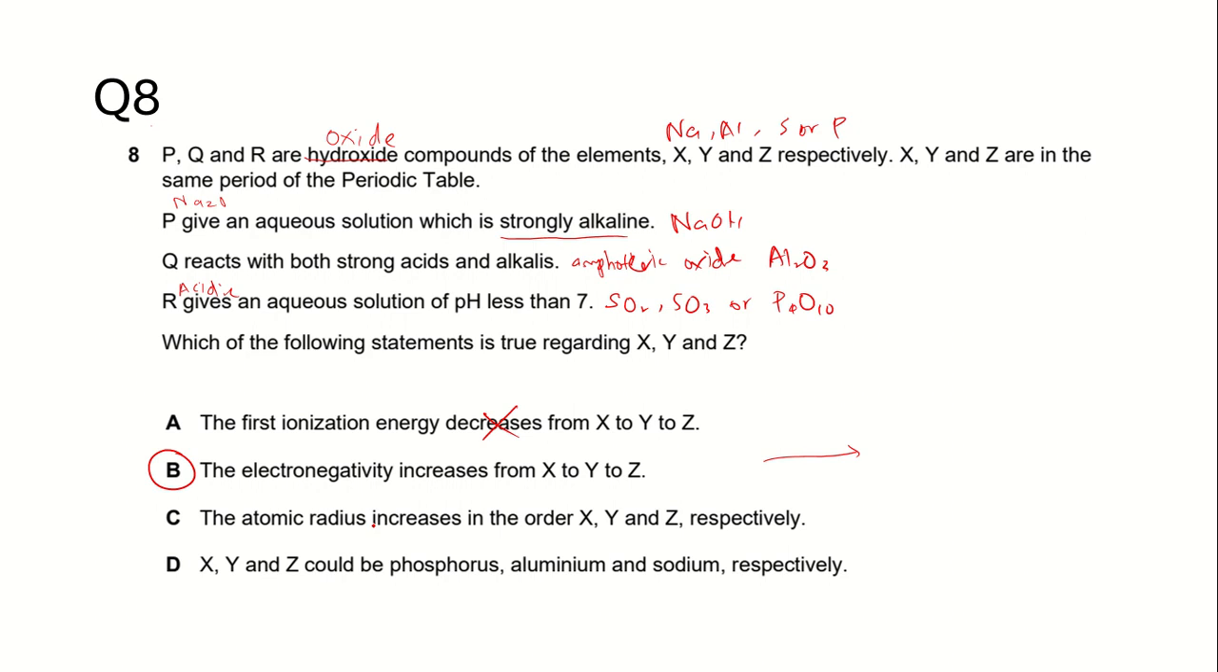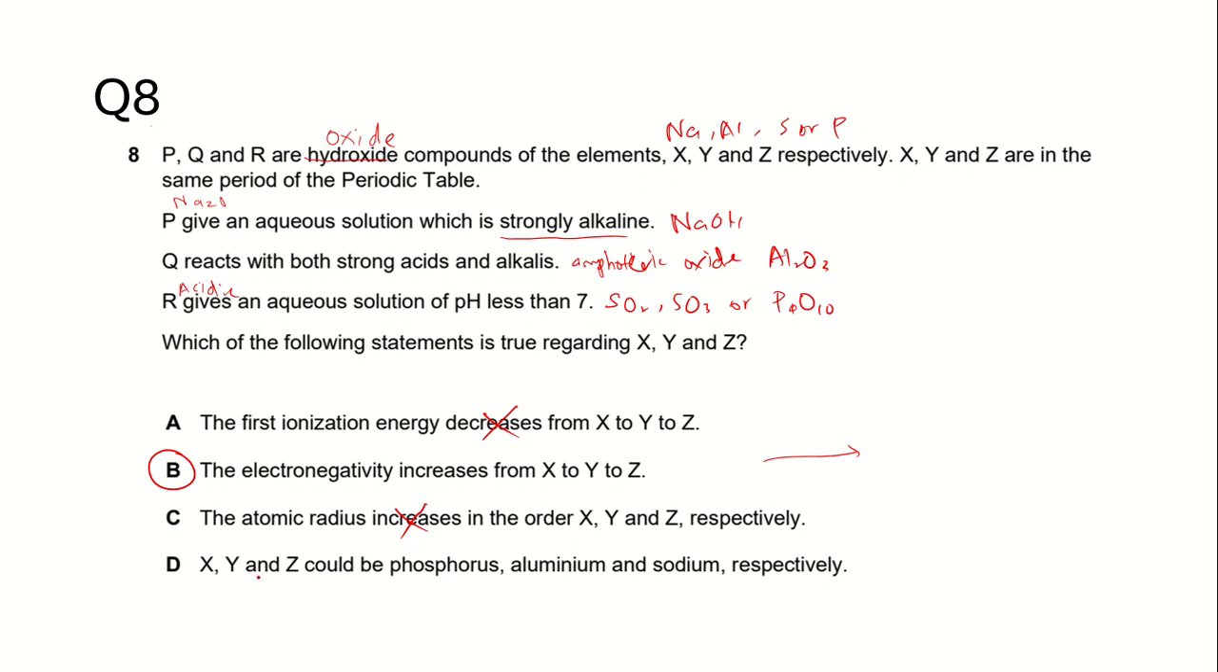C, the atomic radius increases in the order of X, Y, and Z. We have seen this already. Atomic radius should decrease across a period because effective nuclear charge increases across a period. So electrons are closer, more attracted, stronger attraction between electrons and nucleus, so size will decrease.